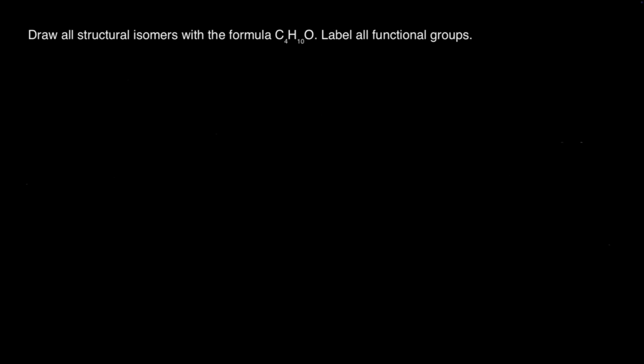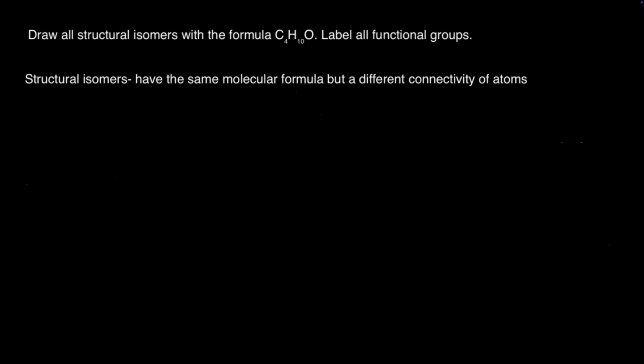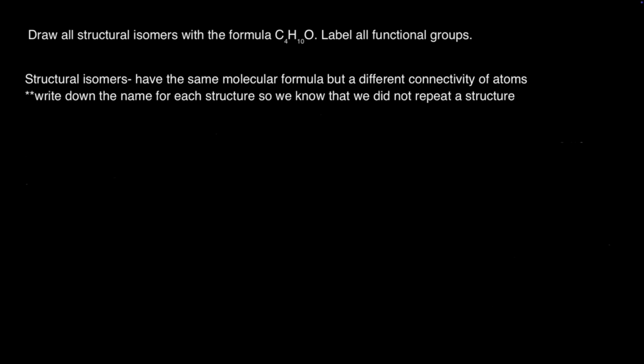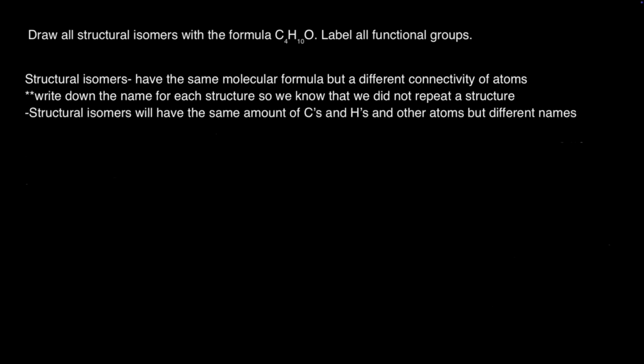Draw all structural isomers with the formula C4H10O. Label their functional groups. Structural isomers have the same molecular formula but a different connectivity of atoms, and the easiest way to know that you did not repeat a structure will be to write down the name for each structure. Structural isomers will have the same amount of carbons, hydrogens, and other atoms, but different names.